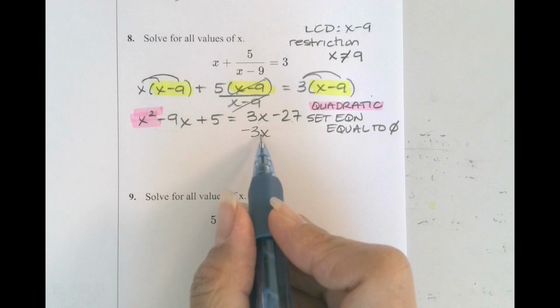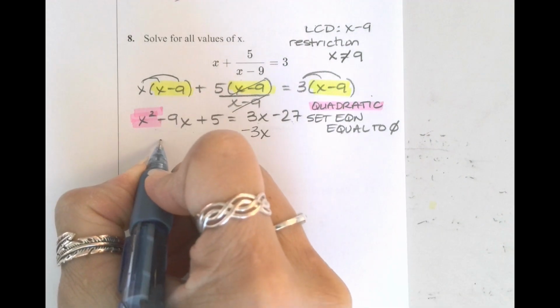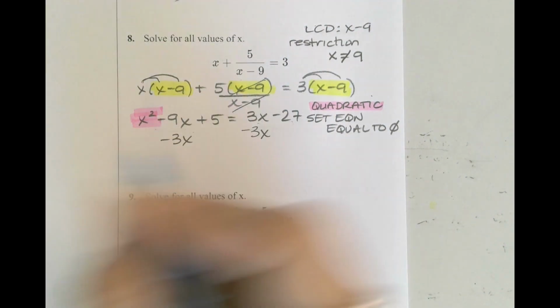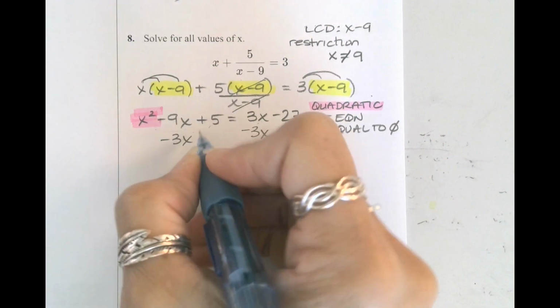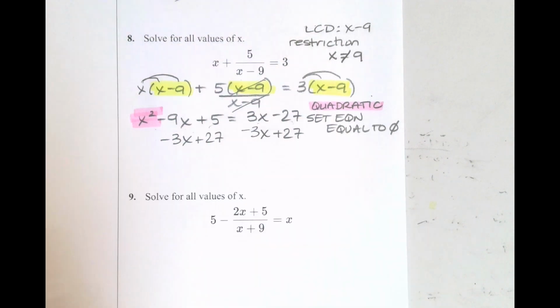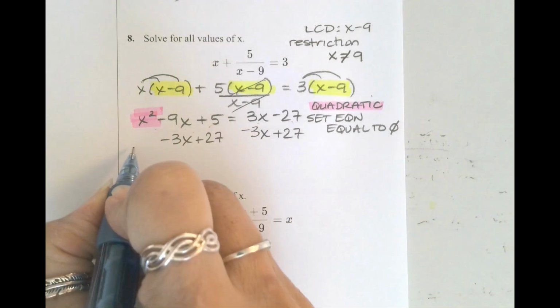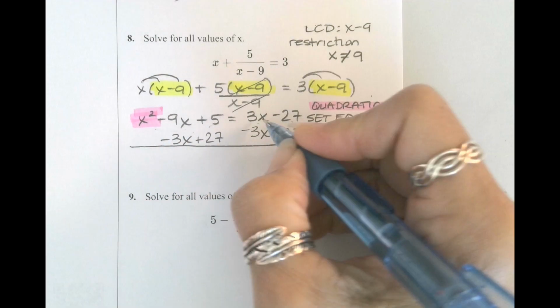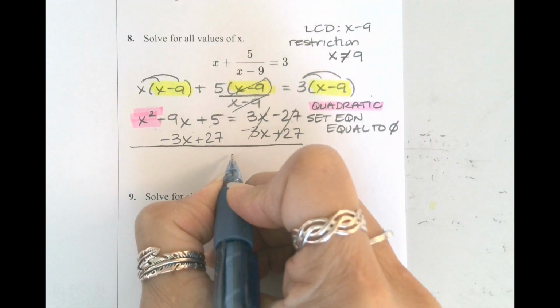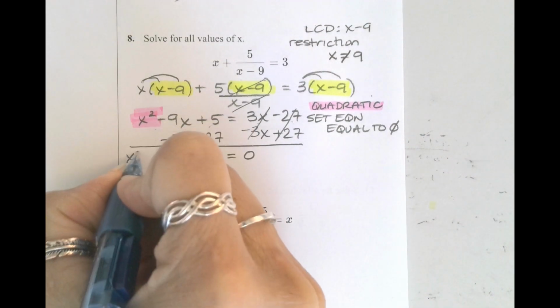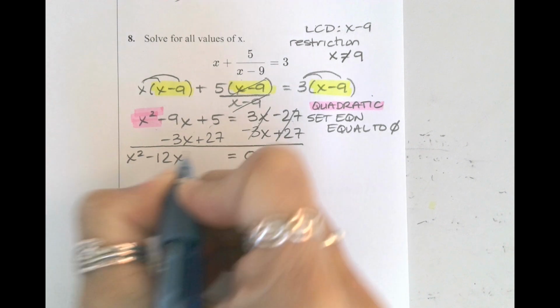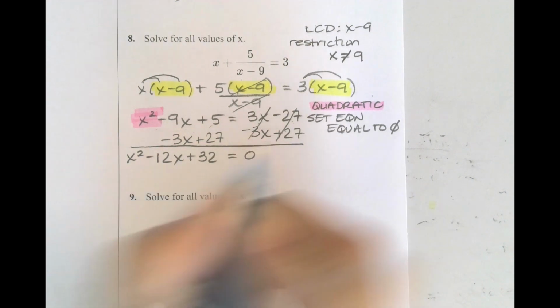So if I subtracted 3x here, I need to subtract 3x under the 9x term. If I add 27 over here, I need to add 27 with the constant on this side. That's why it's important to combine like terms before you start moving everything, okay? So once you did that, these will zero out. So now I have it set equal to 0, just like I instructed you. Combine your like terms. So we've got x squared minus 12x positive 32.